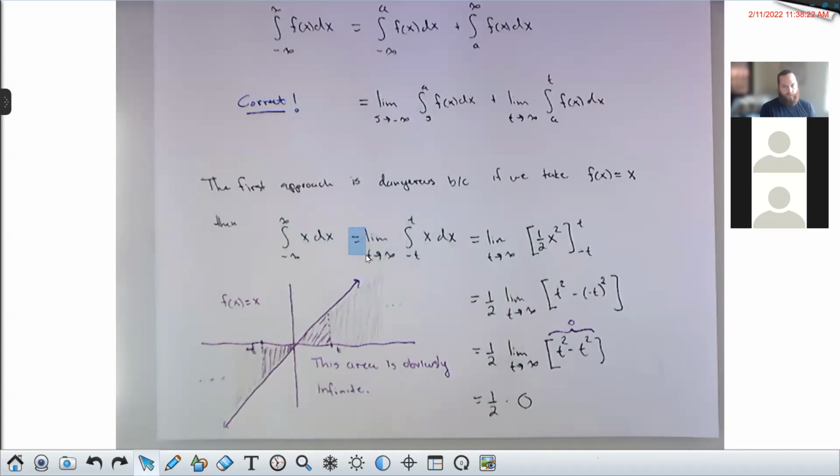Right here. When I said that this is equal to this, they're not. This is not equal to this. What this is equal to is the integral from negative infinity to 0 done with its own limit plus the integral from 0 to infinity done with its own limit. And both of those limits will come out to infinity. So this is a divergent integral.